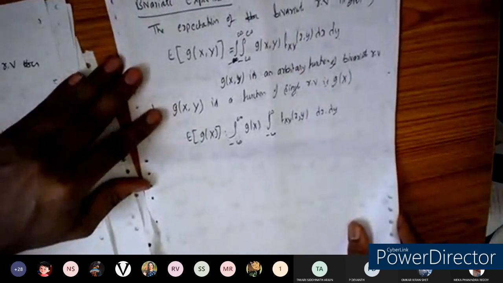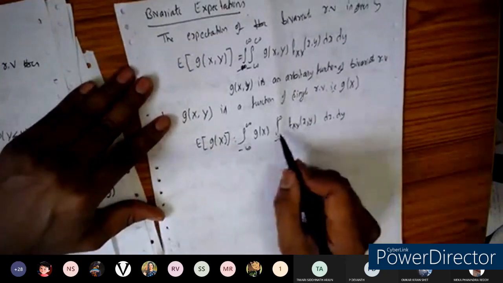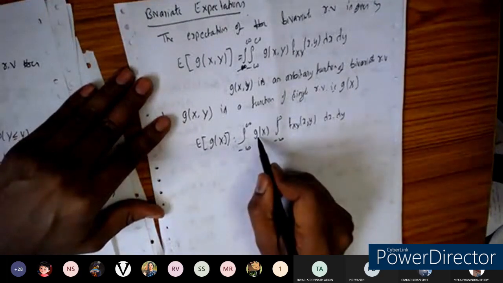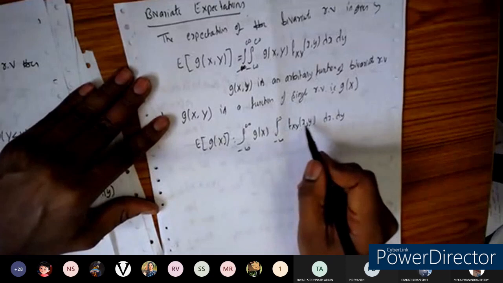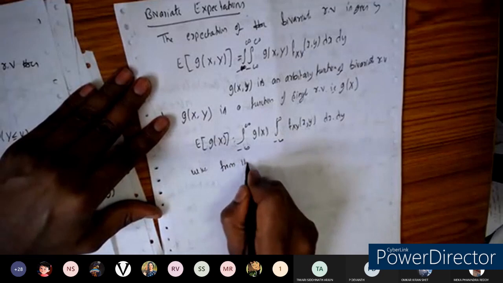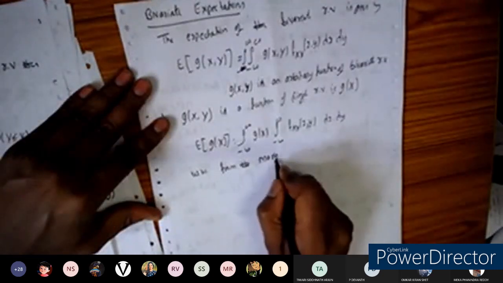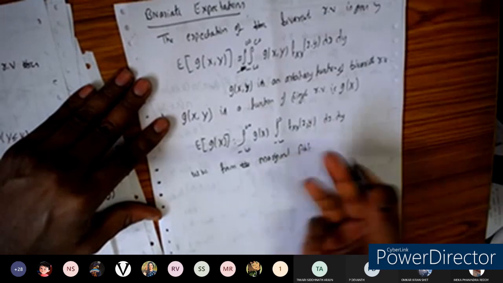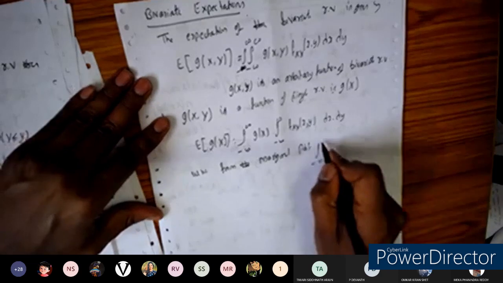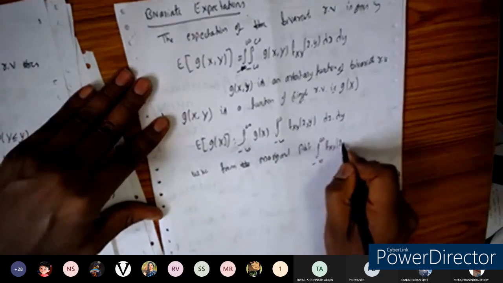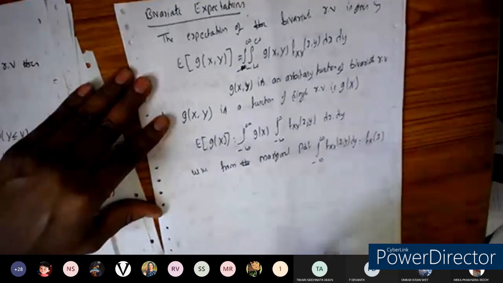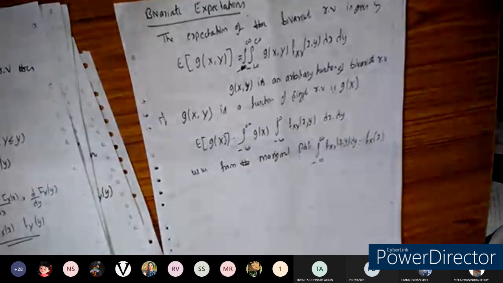So right now we know the integral from minus infinity to plus infinity of f x y of x comma y, where dx belongs to this integral and dy belongs to that one. So from the marginal PDFs, we can write the integral from minus infinity to plus infinity of f x y of x comma y into dy as f x of x.